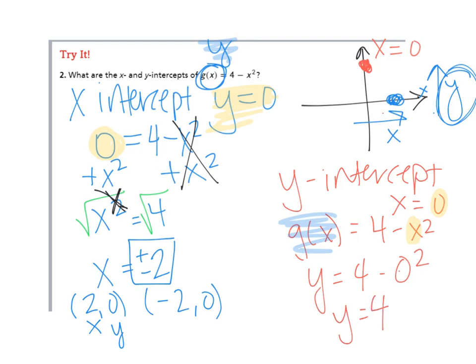So again, if you wanted to be fancy, you could go one step further and write the actual ordered pair. And the ordered pair here is, remember, our x value we started out with was 0, and our y value is what we just came up with here, which is 4. So our ordered pair would be 0, 4. But I think all the textbook wants is that y equals 4. So the y-intercept would be 4, and the x-intercept would be positive and negative 2.